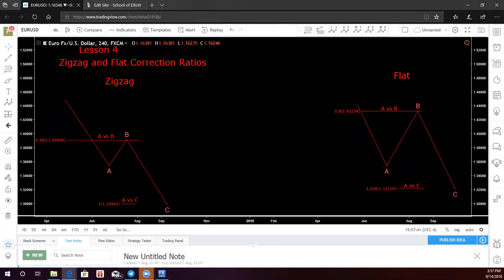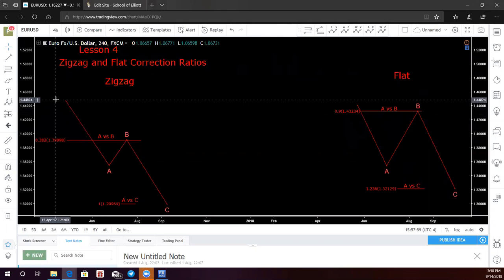How's it going, everyone? Welcome to lesson 4 of the School of Elliott. Today we're going to be talking about zigzag and flat correction ratios. As you see here, I have two figures already set up. The first one is a zigzag, the second one is a flat, same as from the last lesson.